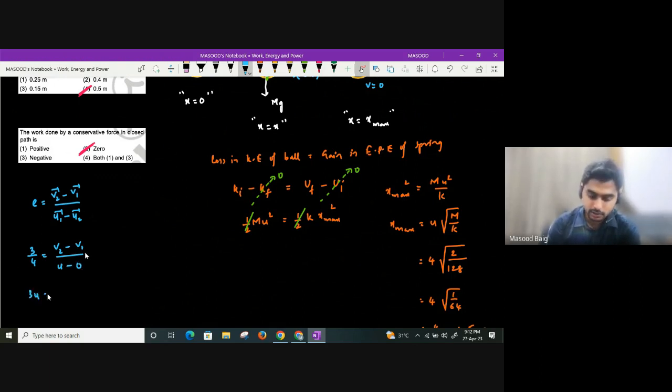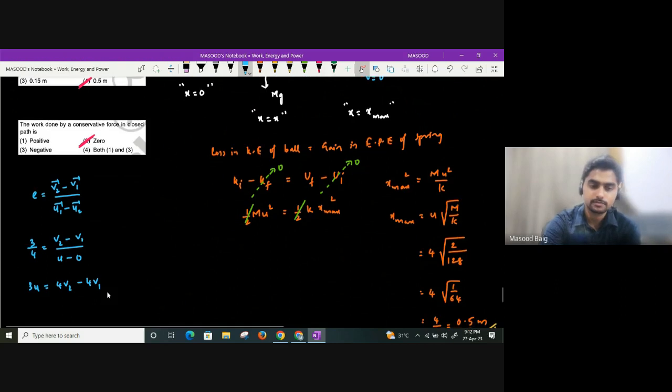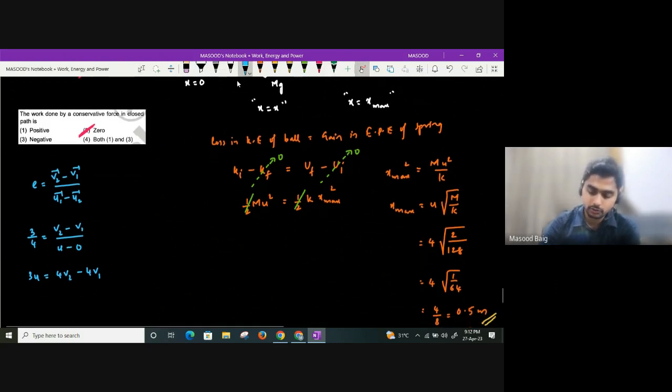What can I write? 3u will be 4v2 minus 4v1. Clear, all of you? What are we going to get here? The u value I can take as 4 by 3 into (v2 minus v1). This is from the coefficient of restitution. Next, what can we do?